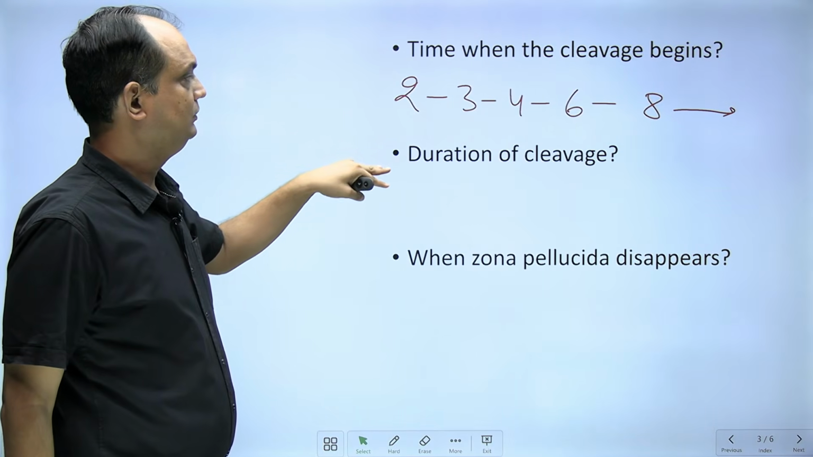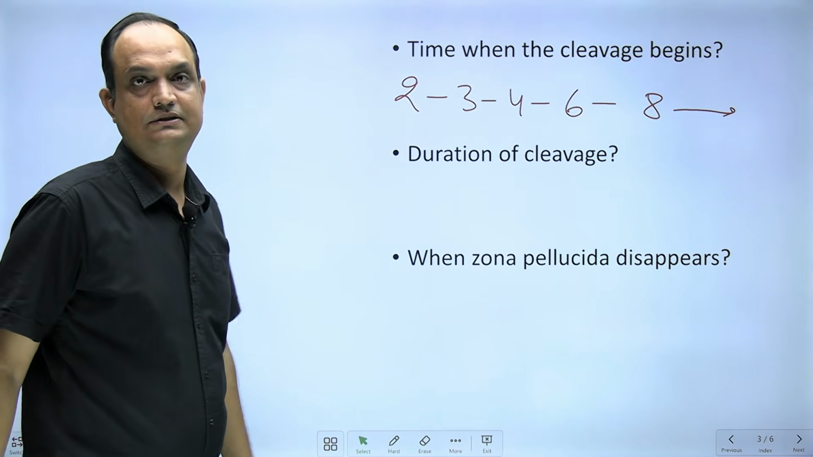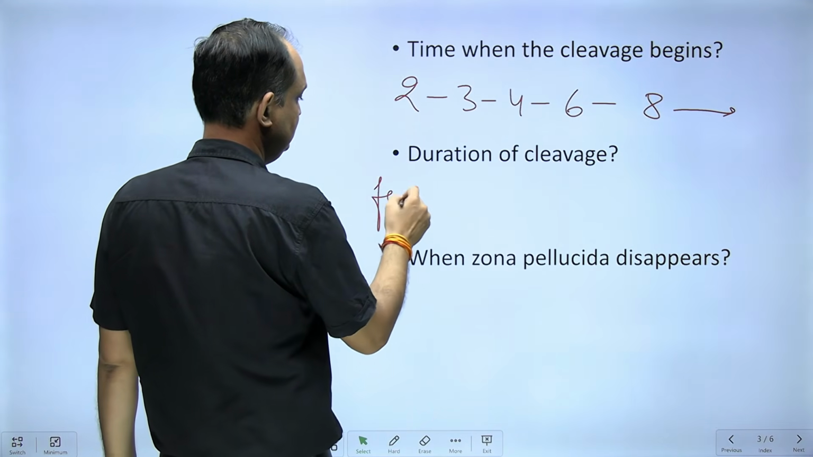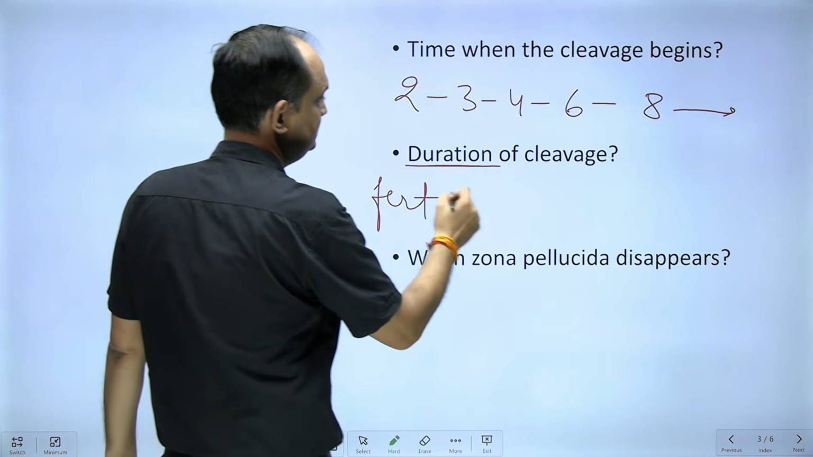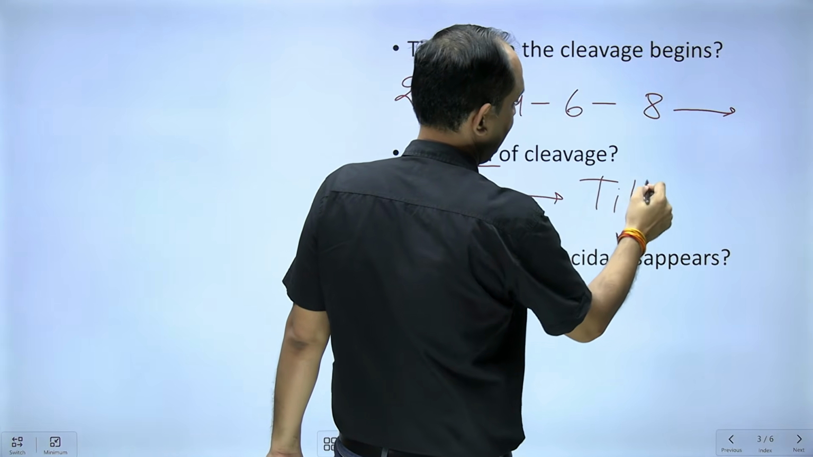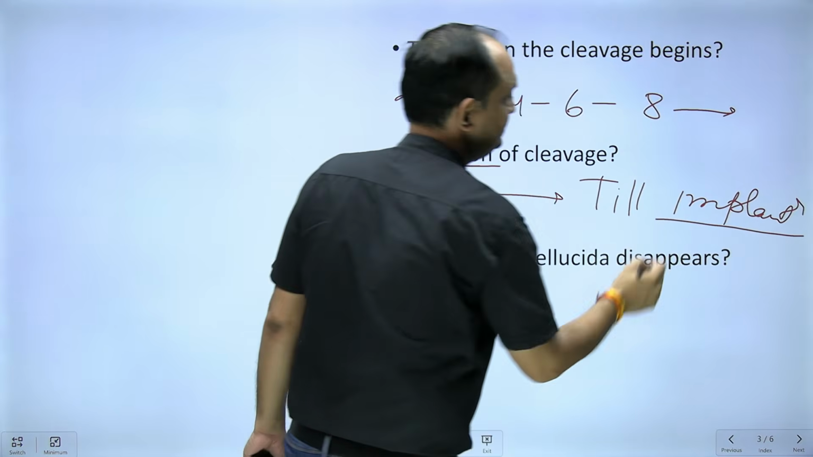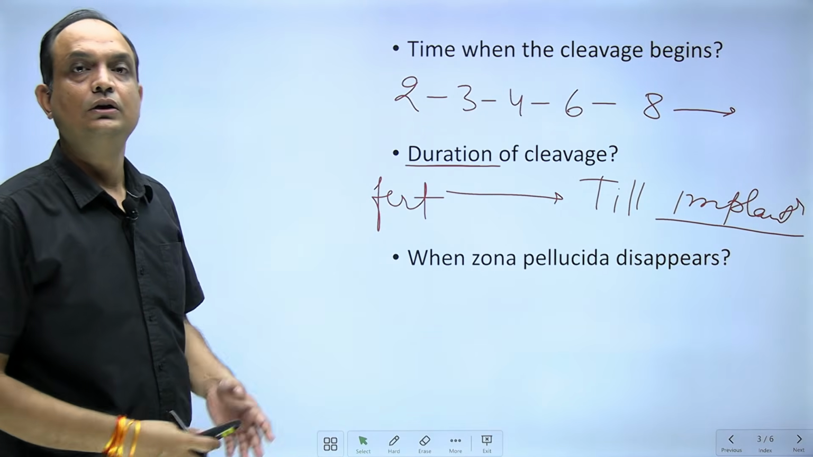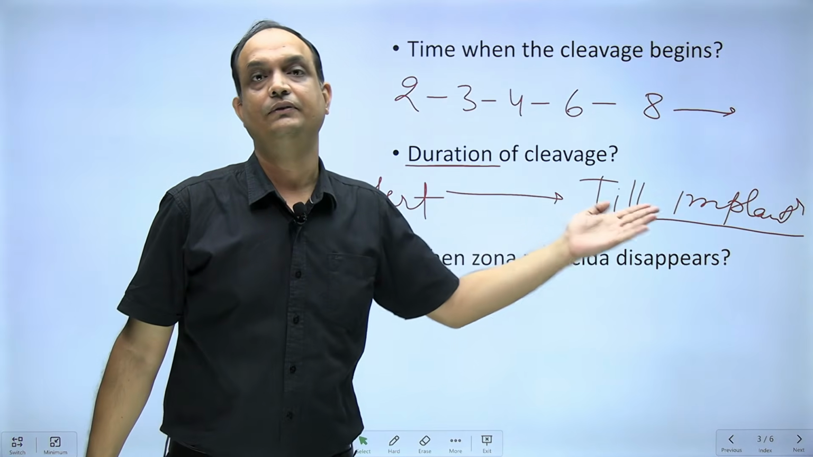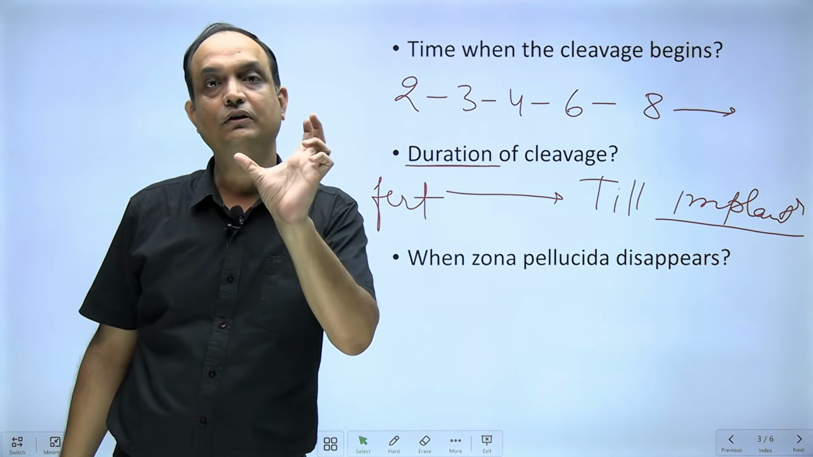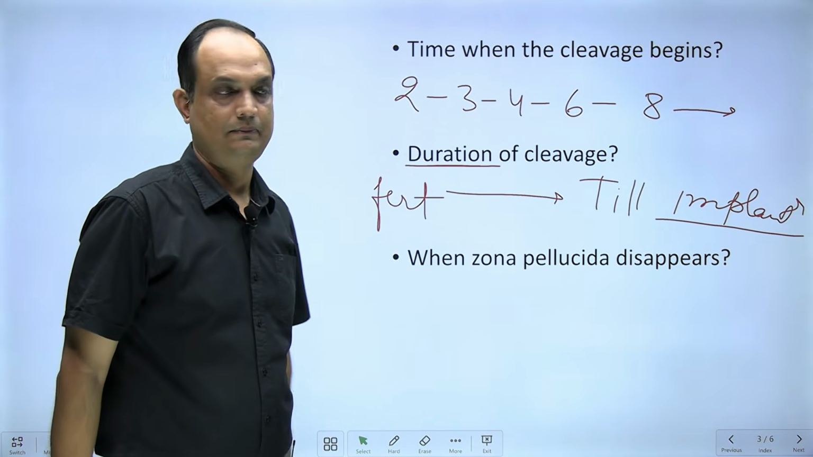Now what is the duration of cleavage? Cleavage starts from the fertilization and its duration is till implantation. Till implantation, and we know that implantation takes place at around the 7th day after fertilization. So the cleavage is in the whole first week of your development.